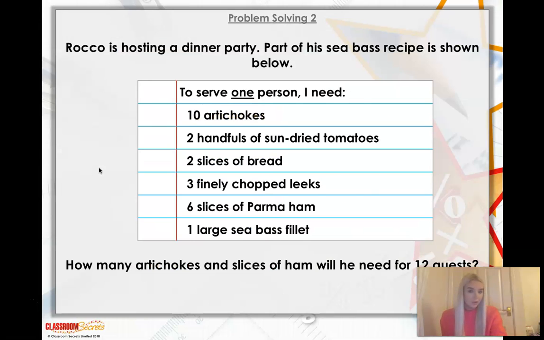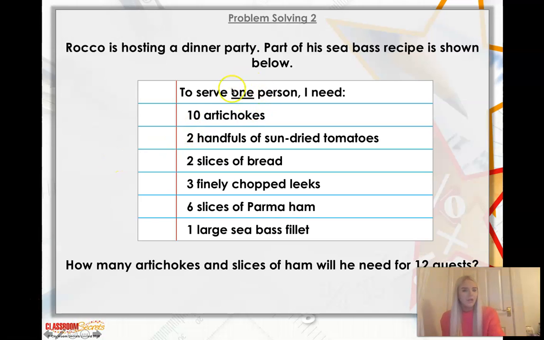We have a problem-solving question here. Now, Rocco is hosting a dinner party, and part of his sea bass recipe is shown below. Now, this is his recipe here. You can see it all, and he is just serving 1 person at the moment. This is a recipe for 1 person. Okay, so there's lots of different ingredients, and we want to know how many artichokes and slices of ham will he need for 12 guests.